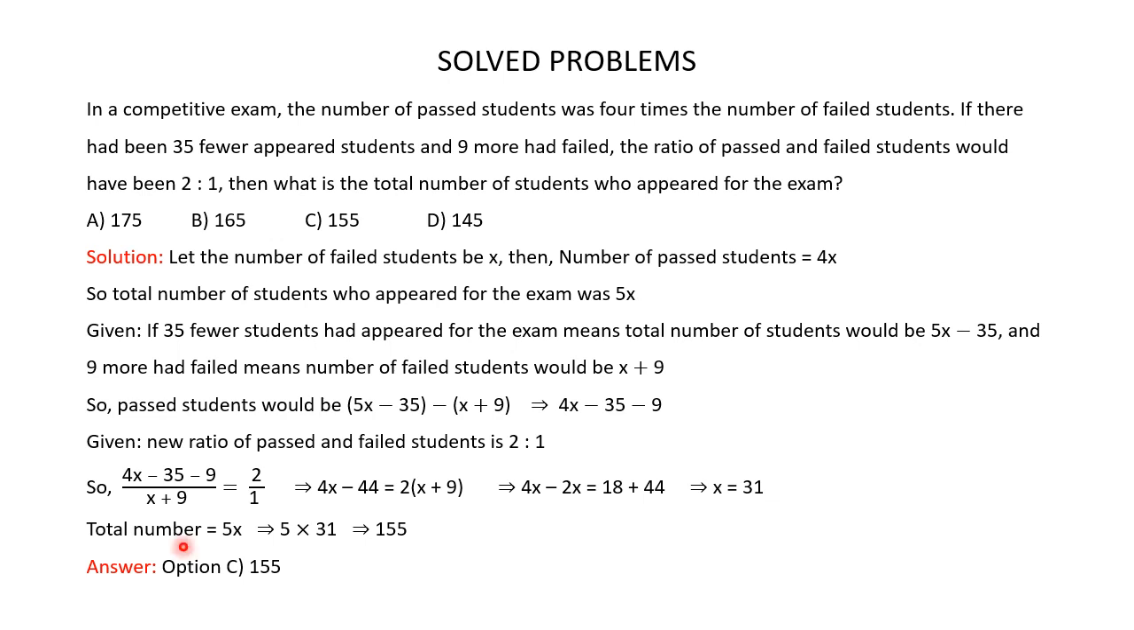Now we know that the total number of students who appeared for the exam was 5x. Since x is equal to 31, 5x will be equal to 5 multiplied by 31, which is 155. So 155 students appeared for the exam. So the correct answer is option C, 155.